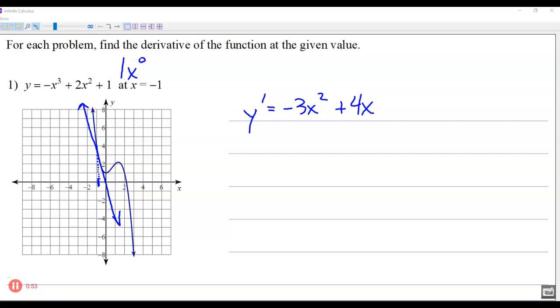So 0 times 1 is 0. And then x to the whatever is 0 times whatever is going to be 0. Or you can just remember, well, that represents y equals 1, which is the horizontal line, and what's the slope of any horizontal line? It's 0. So this is my derivative. And then all we're doing is saying, okay, what's the value of the derivative at -1? So that's -3 plus -4. So I get a slope of -7.